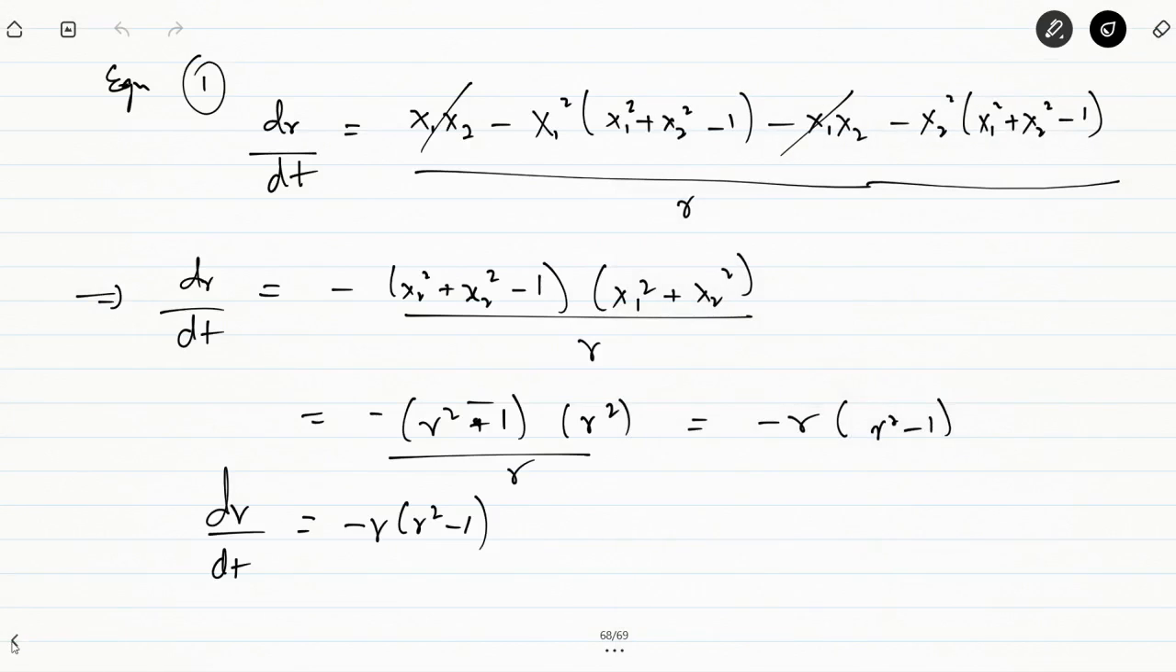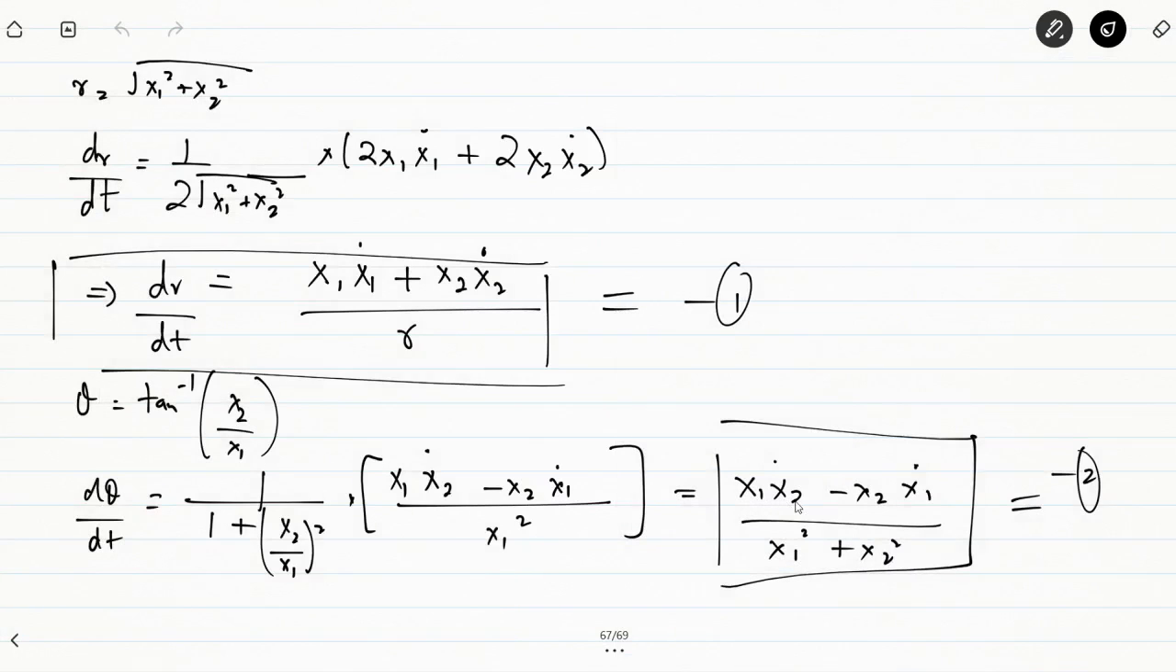Let's see d theta by dt. Sir, the screen is not changing. d theta by dt is x1 x2 dot minus x2 x1 dot divided by... Sir, the screen hung. Is it visible now? So d theta by dt is x1 x2 dot minus x2 x1 dot divided by x1 square plus x2 square. This is actually r square. Fine, we can also write it as r square.